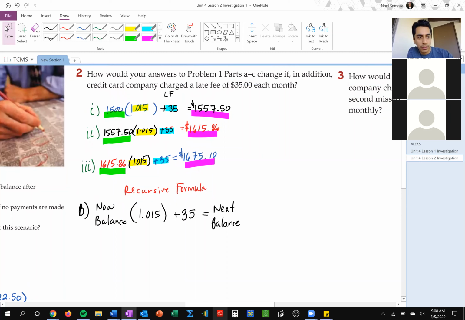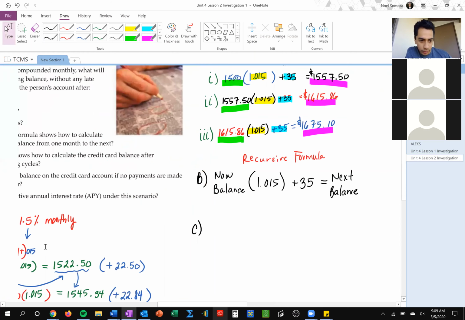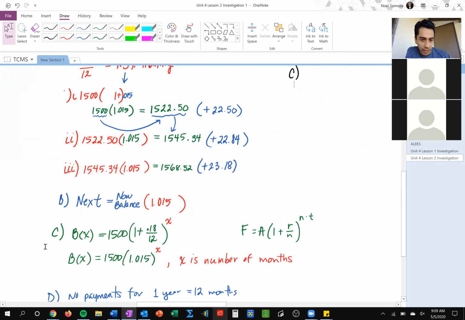Okay, all right. So for part C, what they're asking us now, I have it right here. It says, what formula shows how to calculate the credit card balance after X monthly billing cycles? Okay. All right. So last time, let's take a look at what we got for C, and let's see how that will change now that we have this fee being added to it.